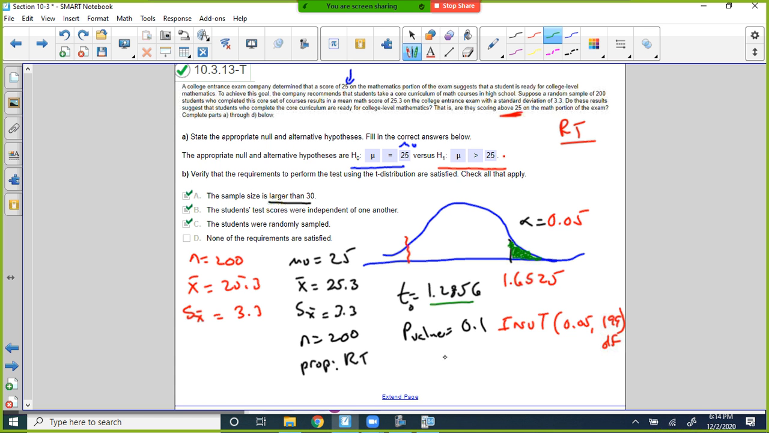Okay? But we're also going to take this p-value and compare it to our alpha, and our alpha is 0.05. Now, which one's greater? The p-value, right? If the p-value is greater than alpha, then we will not reject the null hypothesis. Okay? So we've done all our analysis right there.